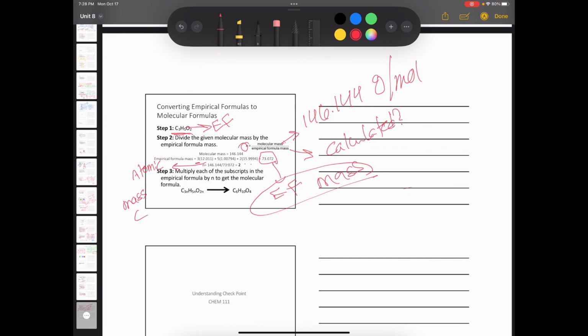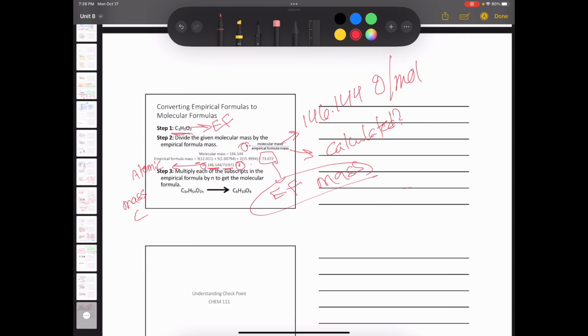So now I have the molecular mass, which has already been given as part of the question, and you've calculated the empirical formula mass, which is 73.07. You divide the 146 by the 73. This number here that you get, the 2, you multiply that by all the subscripts for all the elements in the empirical formula.